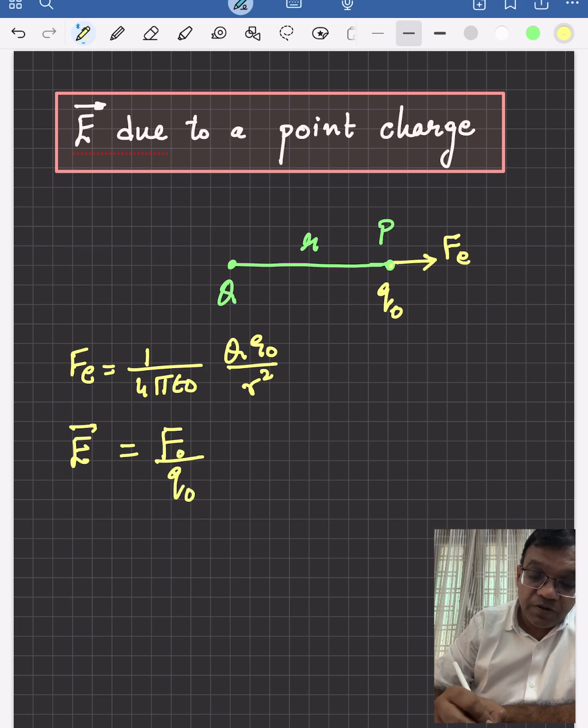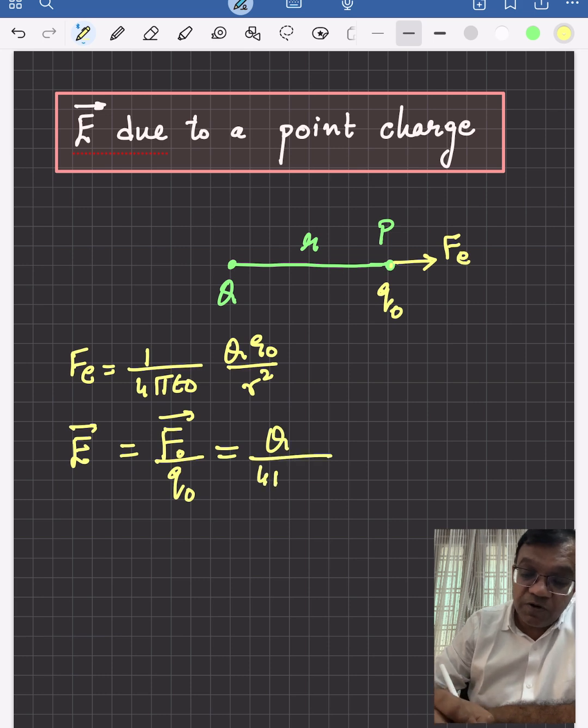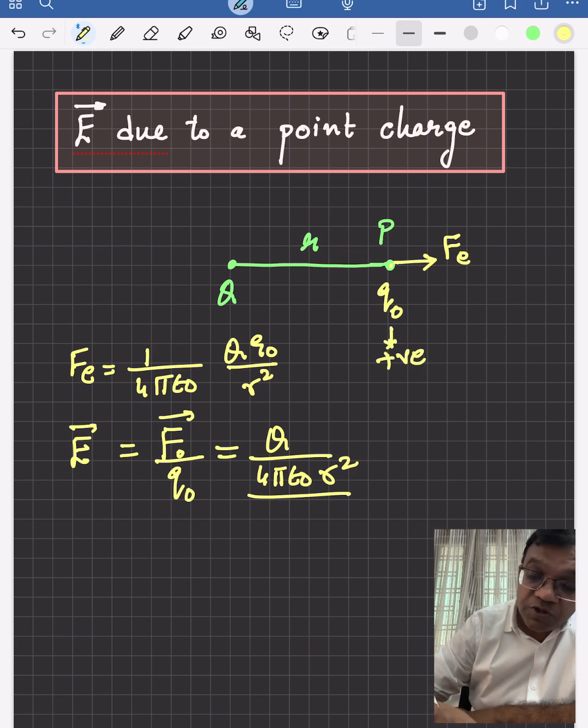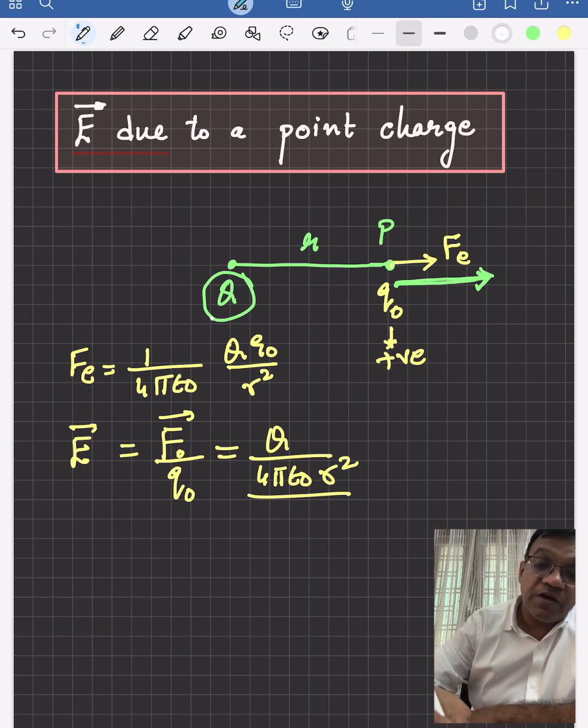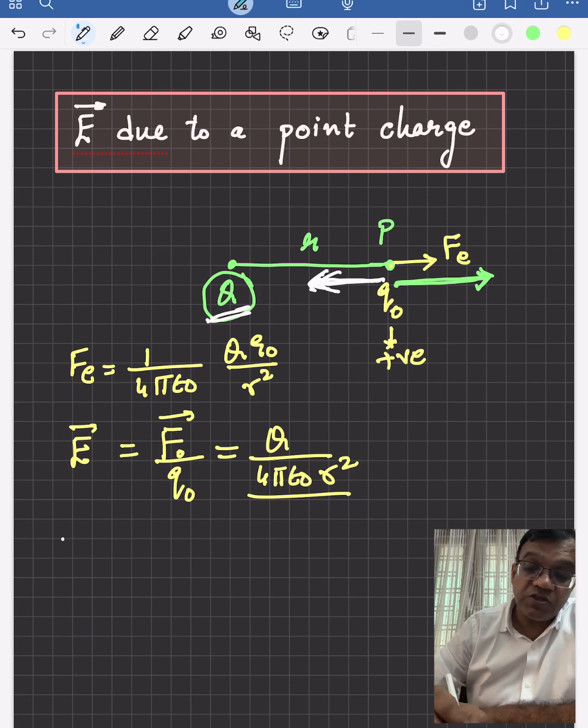the charge Q naught, the test charge, is the electric field. So it will become Q upon 4 pi epsilon naught r square. About direction we'll talk. If this charge Q is positive, then the force will be in this direction, so the electric field is also in this direction. If this charge is negative, then the force will be in this direction, and hence the electric field is also in the same direction.